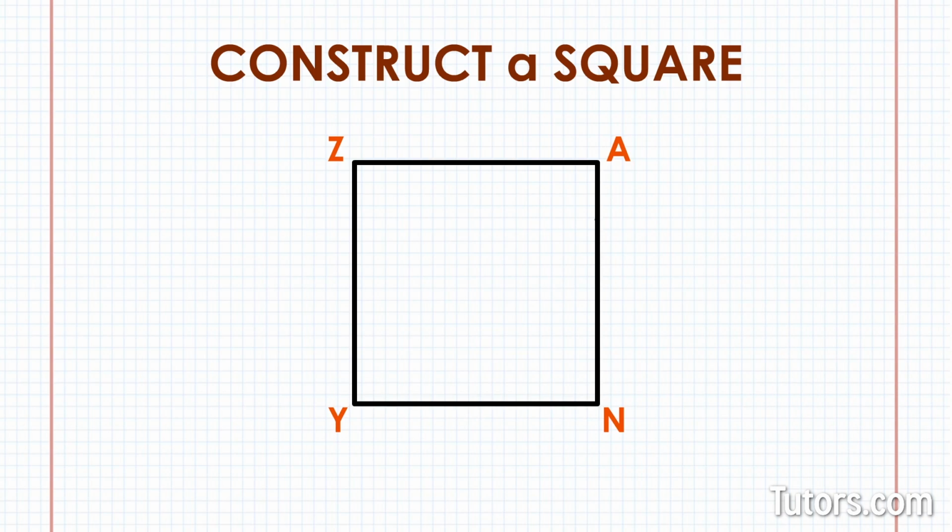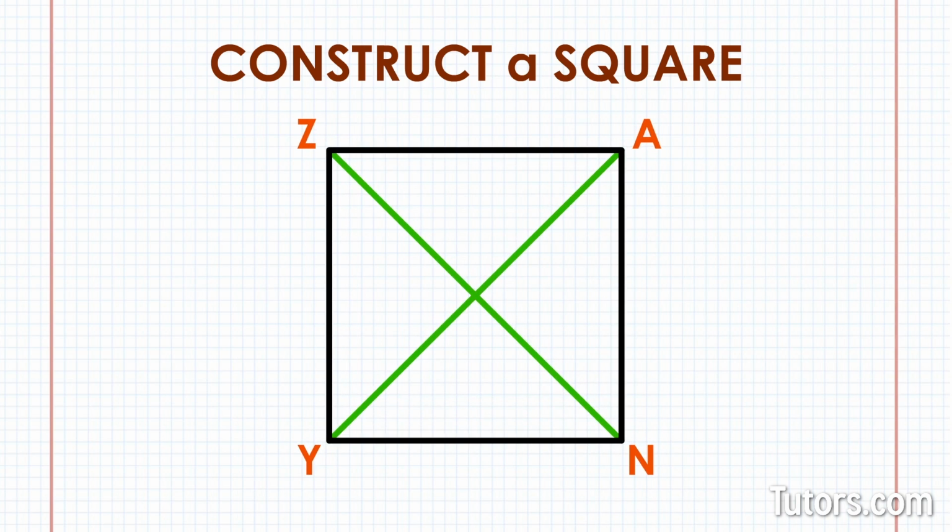If you connect endpoints Z and N, you have a diagonal of the square. Connect A and Y, and you have the other diagonal. Look carefully at these diagonals. They are the same length, and they cut each other in half. They bisect each other.